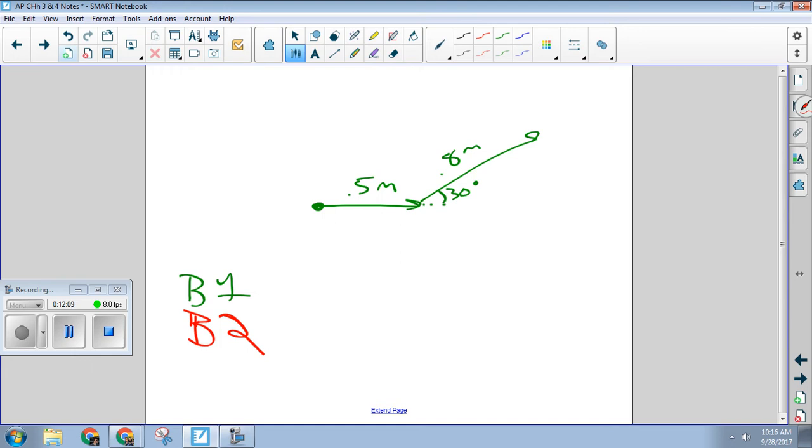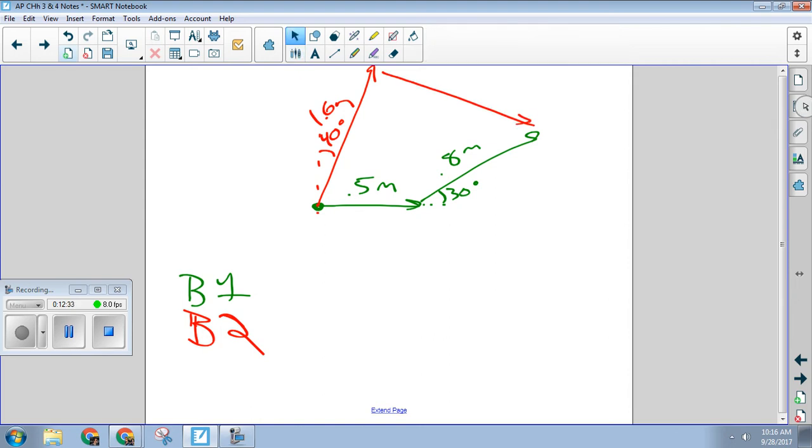Beetle 2 also makes 2 runs. The first is 1.6 miles at 40 degrees east of due north. So here's due north. 1.6 meters. Here's my 40 degrees. And then a second run. And we're looking for this, right? Yes.